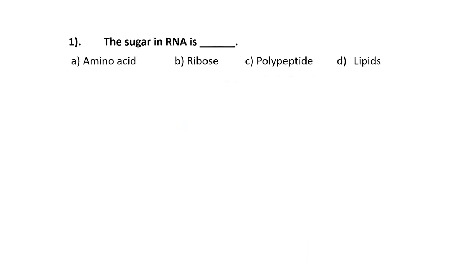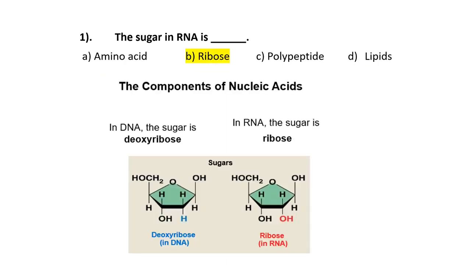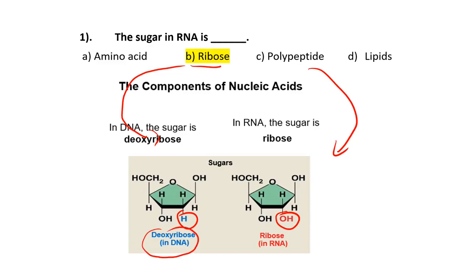So the sugar in RNA is, we just talked about that. Amino acid, no. Polypeptide, no. The only option is ribose. So this is very easy: the sugar in RNA is ribose, as I said before. Please study the structures and remember the ribose has an OH here, while the deoxyribose has a hydrogen here, and this is the difference. I might ask you this question in the test, so please try to remember those structures.